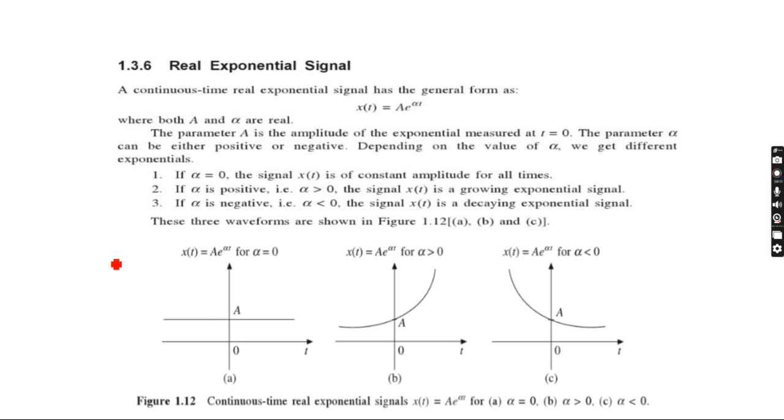Next, the real exponential signal is very important. The mathematical or functional representation of the signal is x of t equal to A e power alpha t. A is the amplitude, which can be considered as 1 or 2 or anything. Alpha is a real value. If alpha equal to 0, the signal appears like this. If alpha is a positive value, the signal increases exponentially. If alpha is negative, the signal decreases exponentially like this. Figure A, figure B, and figure C.